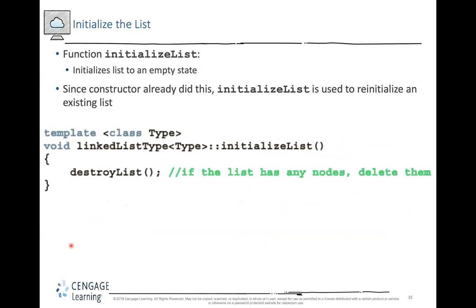How do we initialize a list? To initialize a list into an empty state, we'll simply destroy the list if it has any nodes.